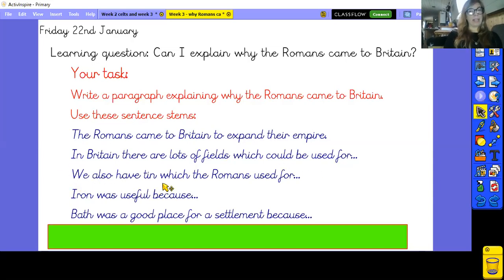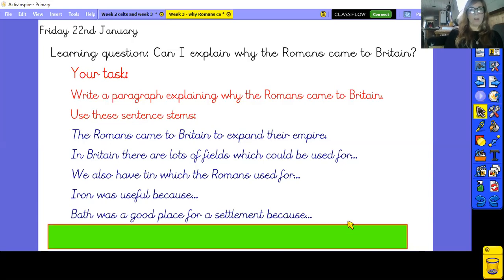We also have tin, which the Romans used for, to see if you can remember back earlier on in the lesson, we talked about what they would use tin for. So you can have a look back if you can't remember. Iron was useful because, so think about what that was for. Again, you can look back in the video. And then finally, Bath was a good place for a settlement because, and you can give me a few reasons. So you might want to break that down and do a couple of sentences for why Bath was a good settlement, because there were obviously a few reasons there.